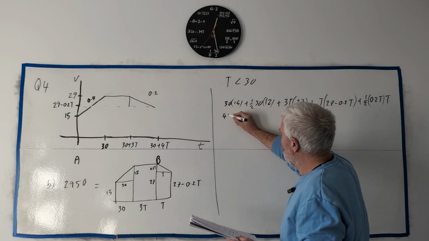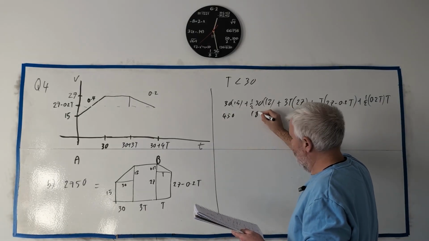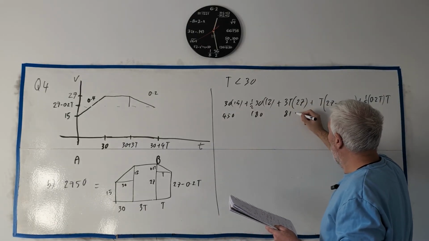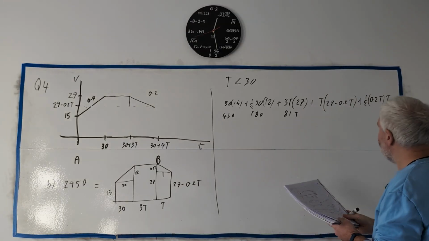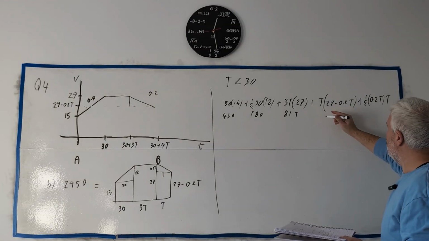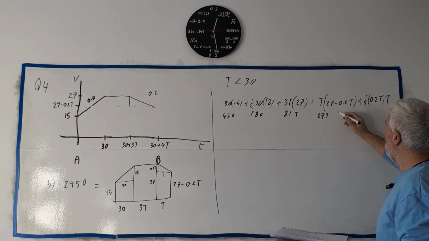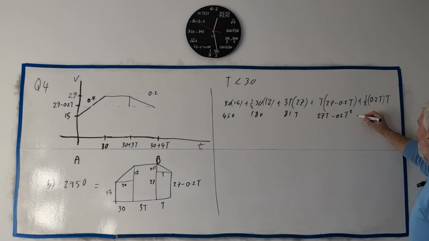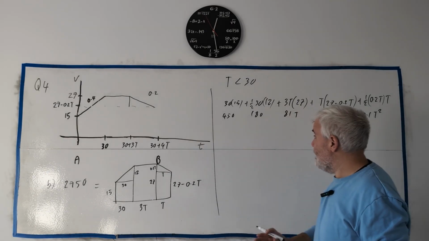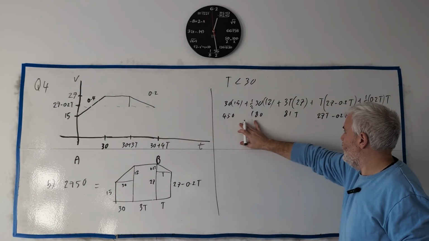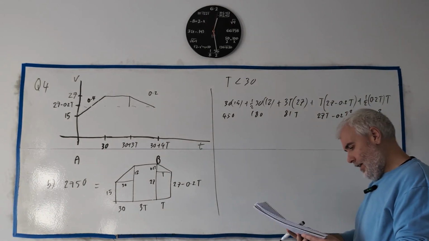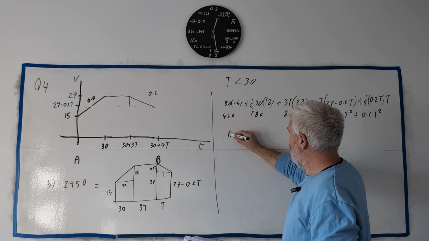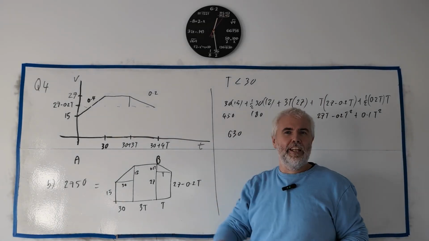Let me clean all this up. This one would be 450. This would be 180. This would be 81 t. This would break into two parts. This would be 27t minus 0.2 t squared. And this one would be 0.1 t squared. Let's clean that up even more. All the numbers, these two would combine to get 630.